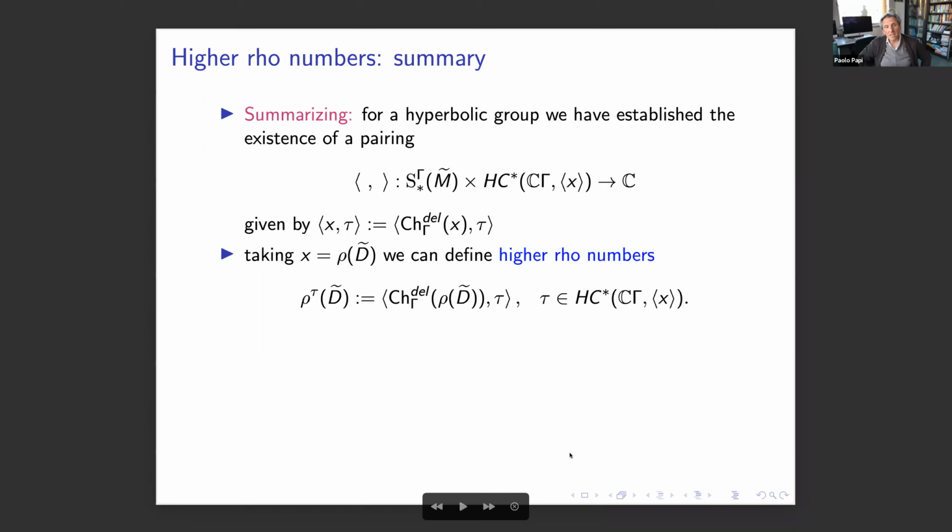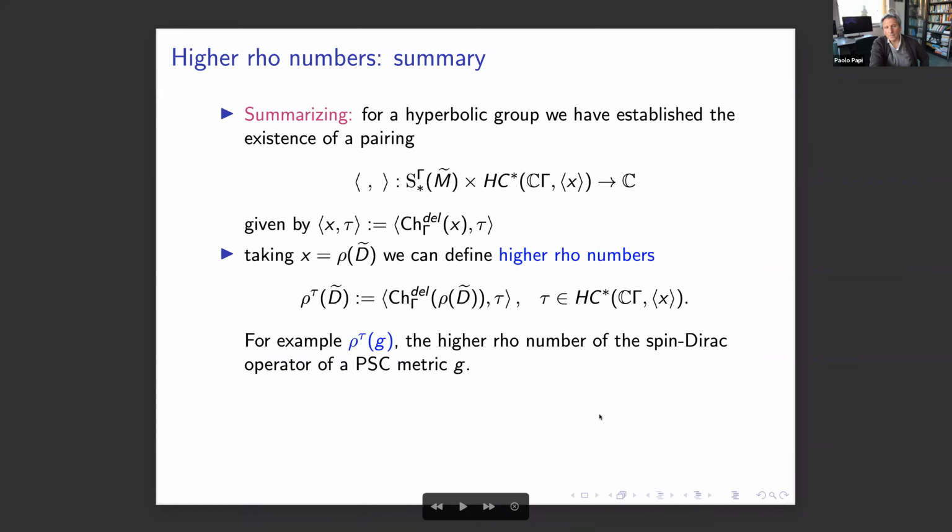Now, if I take x equal to the rho class of an invertible Dirac operator, I can finally define the higher rho numbers. And these higher rho numbers now are defined for any element in this group. For example, I can take a positive scalar curvature metric, and I can take the Dirac operator associated to it. We know by Lichnerowicz that it is indeed invertible, and then we can define the rho class of this metric.